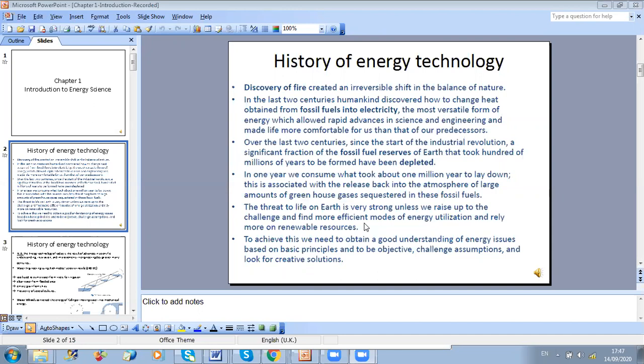Unless we rise up to the challenge and find more efficient techniques of energy use and rely, as we said, on more renewable sources. So to achieve this, we need to obtain a good understanding of energy issues based on the basic principles, challenge assumptions, and look for creative solutions. So this is what we will do in this course.